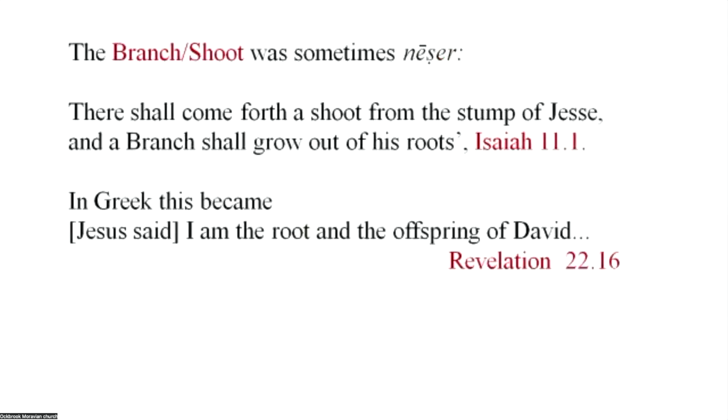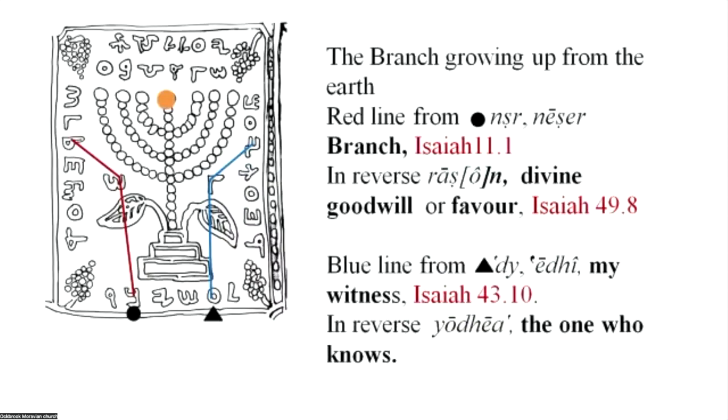Now, the branch or the shoot could also be netzer. There shall come forth a shoot from the stump of Jesse, a branch shall grow out of his roots. And our word is the branch with the capital B. And in New Testament Greek, this becomes, Jesus said, I am the root and the offspring of David, one of the many titles that we find in the book of Revelation. The book of Revelation is steeped in words and images that are on this little tablet. So let's see how this is presented on the tablet.